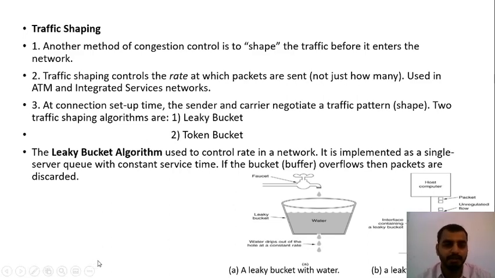Another method of congestion control is to shape the traffic before it enters the network. Traffic shaping controls the rate at which the packets are sent, not how many, and is used in ATM and integrated service networks. For instance, let me give you an example of a rate, like I can handle only 5 people. The main example I can give is the Viva. When we are taking the Viva, the external will ask you to come only 1 person, 2 persons, or 3 persons at a time. It means he is shaping the traffic.